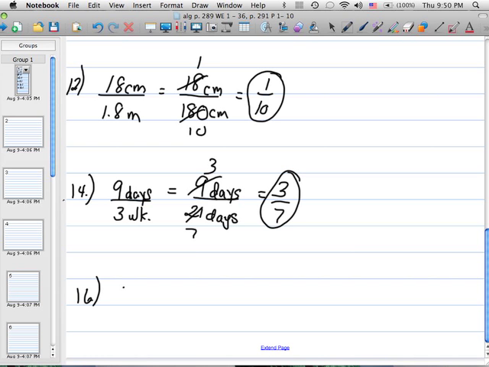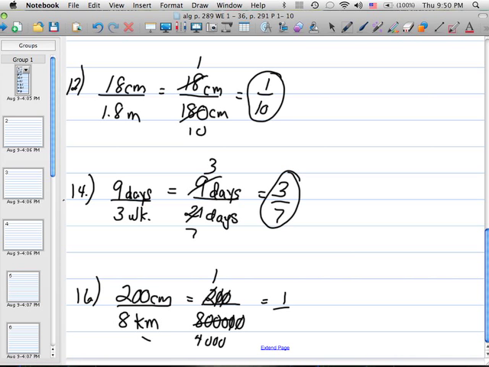Problem 16, we have 200 centimeters over 8 kilometers. If I want to change kilometers to centimeters, we would have to move it 3 places to get it to meters and 2 more to get it to centimeters. So that's 5 to the right, so we have to add on 5 zeros. So if I cancel those out, then it'd be 1 over 4,000. So our ratio is 1 over 4,000.